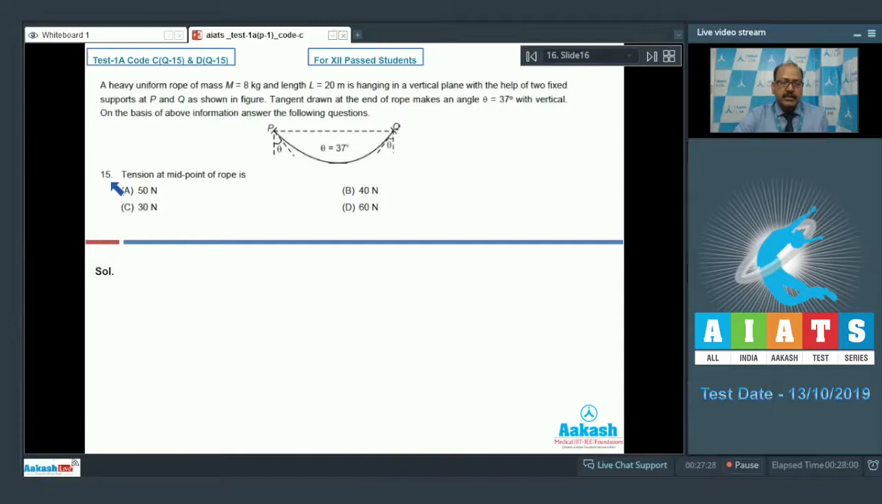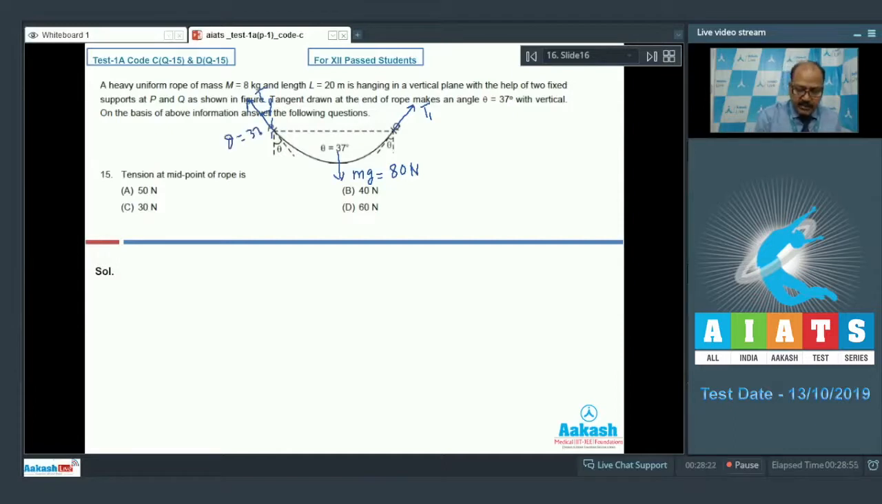Question 15 says tension at midpoint of rope is. We have been given the 4 options. We have to select the correct one. So what we do is we make use of symmetry. We draw the free body diagram, apply laws of motion, the condition for equilibrium. If I draw, its weight is here mg and the value of mg is 80 Newton because 8 into 10, it's 80 Newton. Let's say tension at both these points will be equal by symmetry in magnitude. So if this is T1, this is also T1, and with vertical this makes angle theta equal to 37 degree. That's been given to us.